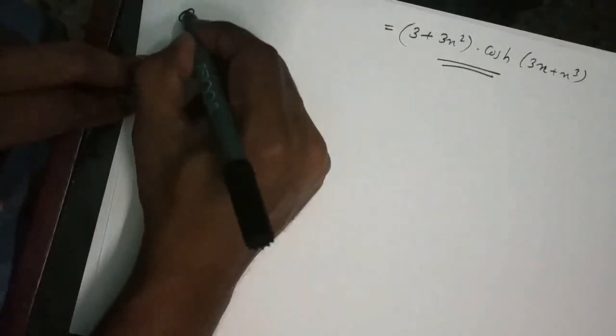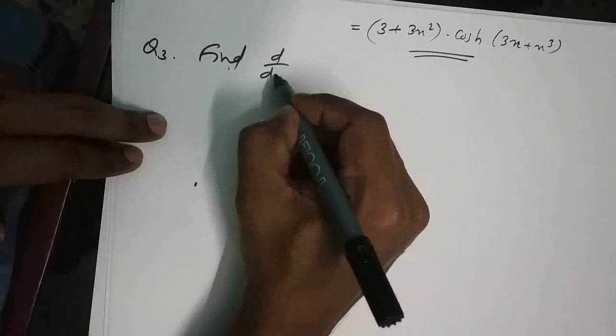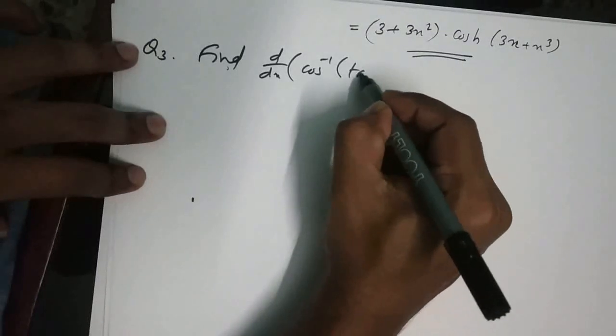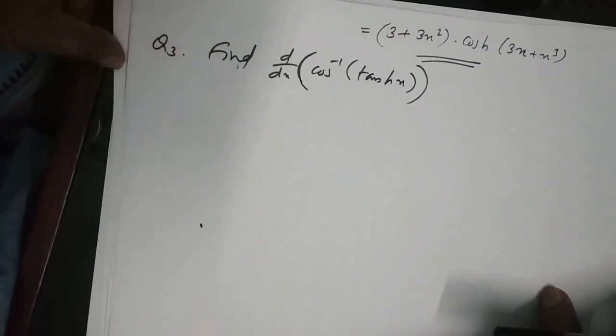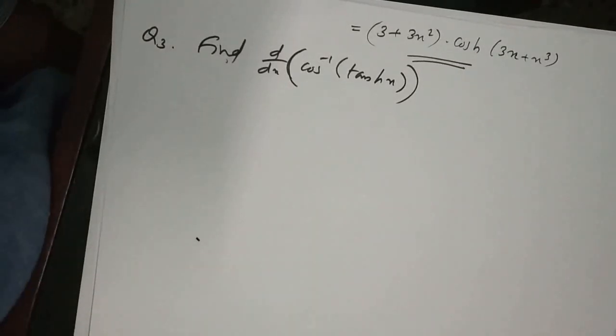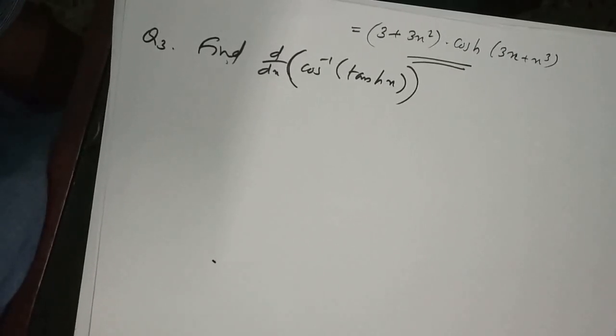Now next one, we can pass on to the next question. Find Q3. Evaluate or find d by dx of cos inverse of tanh x. You think about the answer of this question. We need to find the derivative of a function of a function, where the first function is cos inverse and the inner function is tanh x. So we need to find the derivative of cos inverse of tanh x.